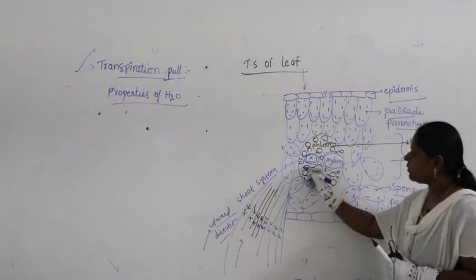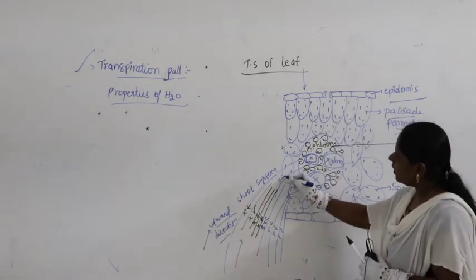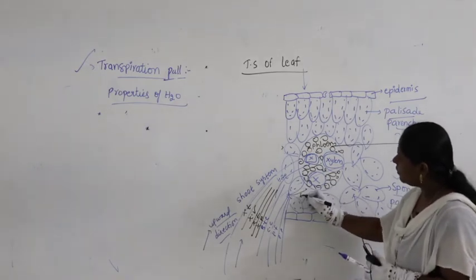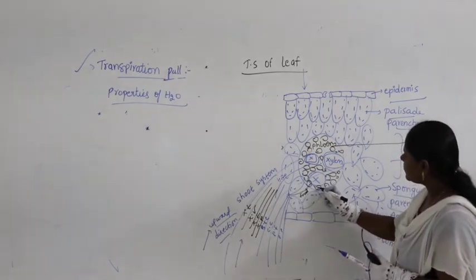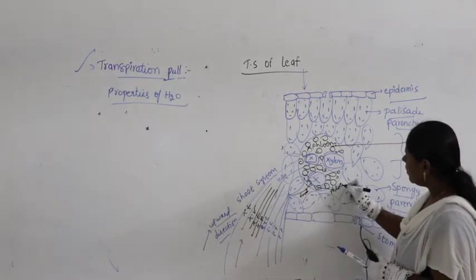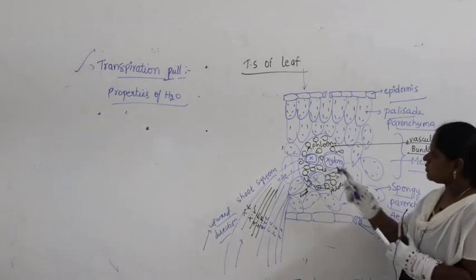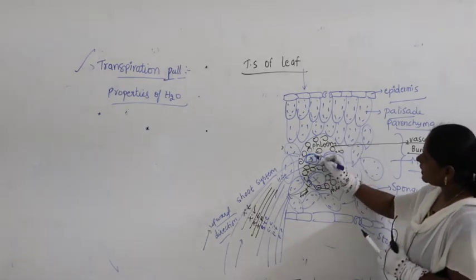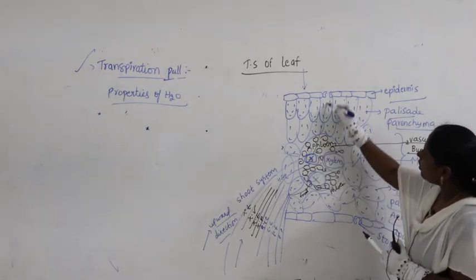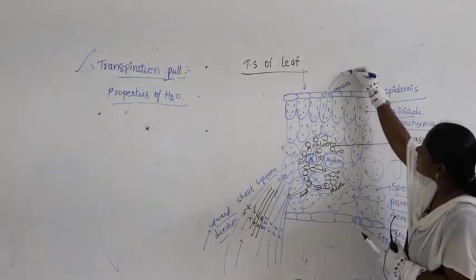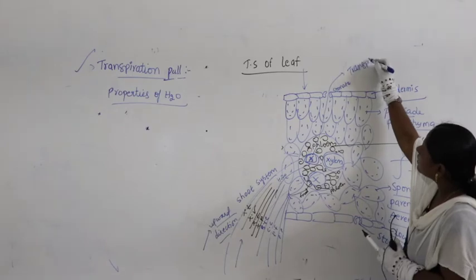Water will be supplied to the xylem and food is supplied to the phloem. The black cells are nothing but, let us take it as phloem. Then what happens? Whatever water comes to the xylem here, from the xylem, water is lost by stomata through the process called transpiration.